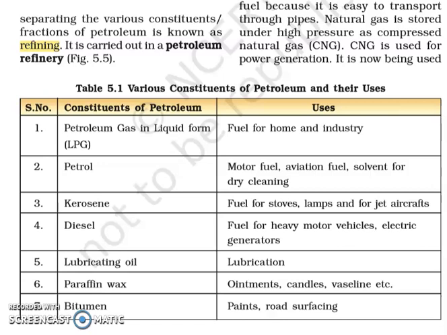Diesel: fuel for heavy motor vehicles, electric generators. Lubricating oil: used for lubrication. Paraffin wax: used for ointments, candles, vaseline, etc. Bitumen: used for paints and road surfacing.